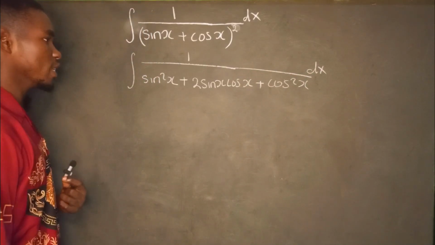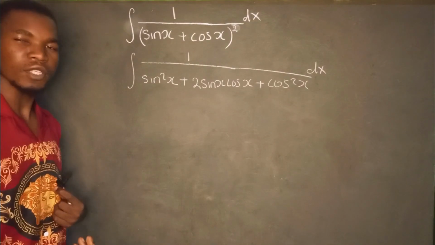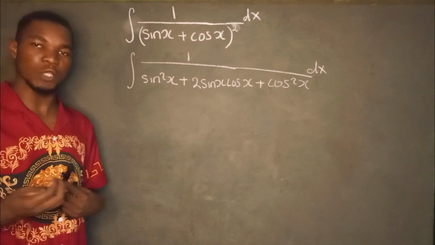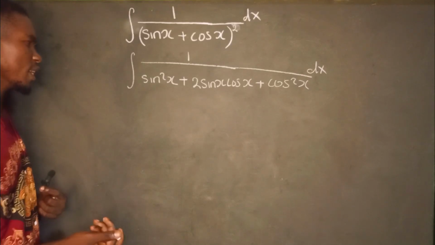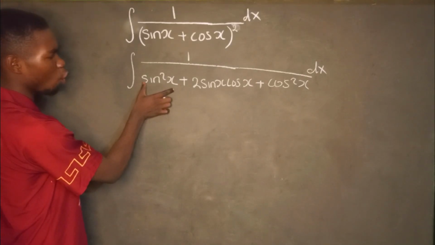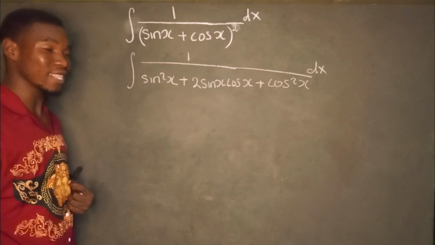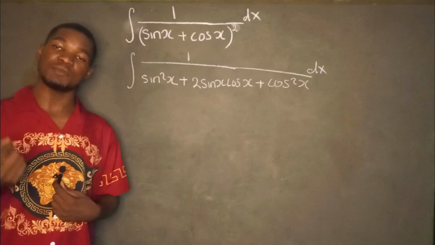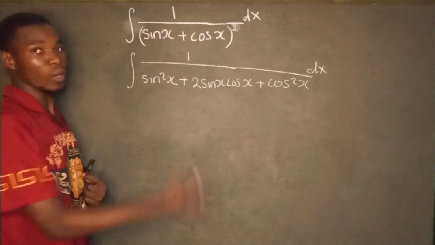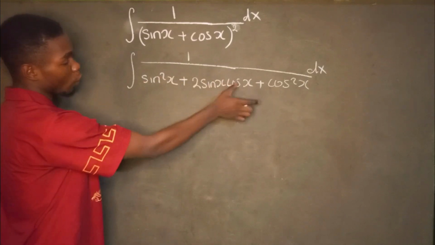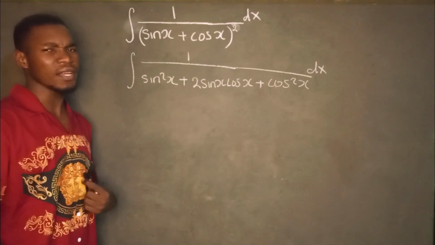Now, what's the next step we can take? Keep in mind that our goal is to have something at the top. In order to do this, we can factor out cos squared x. Why am I factoring out cos squared x? Because I want to have cos squared x at the bottom, which can go up as sec squared x. If I factor out cos squared x here, what I'm going to have is tangent squared x.